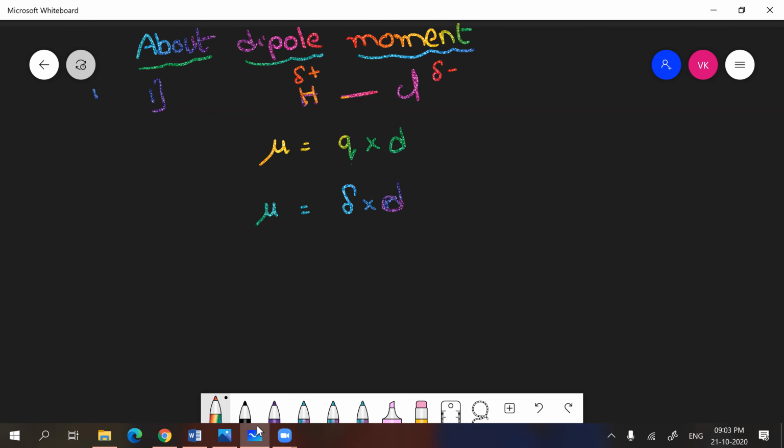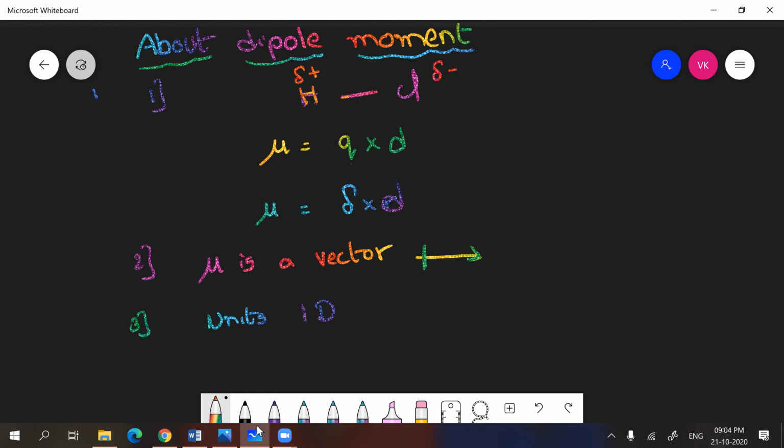Next, second point, here mu is a vector quantity. So dipole moment is expressed with mu, and mu is a vector. Means it has both direction and magnitude. So we used to indicate it with a line arrow. And it has units. The units for mu value are Debye.